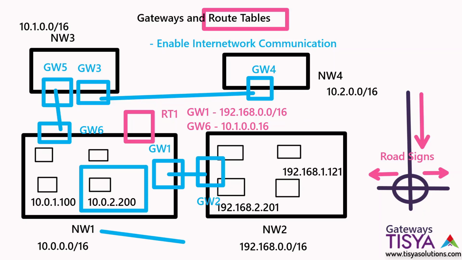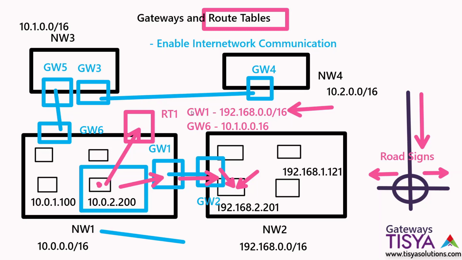Given that I have made the two entries in the route table in network 1, when a packet originates from within one of these computers, let's say a packet in this computer which is 10.0.2.200, and you want to send it to a computer over here, it will first look up the route table and identify that to go to 192.168.2.201, it needs to take gateway 1. So it will go into gateway 1 and arrive in gateway 2 in the other network, and it will reach this computer. So gateways give the connectivity, whereas the route table gives you the lookup to identify which gateway to go through.